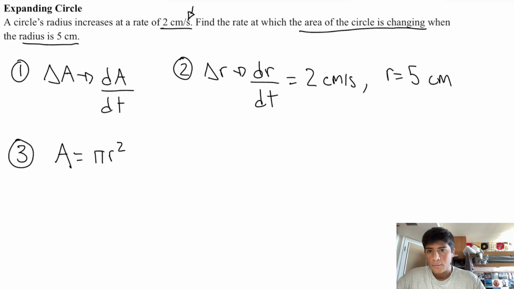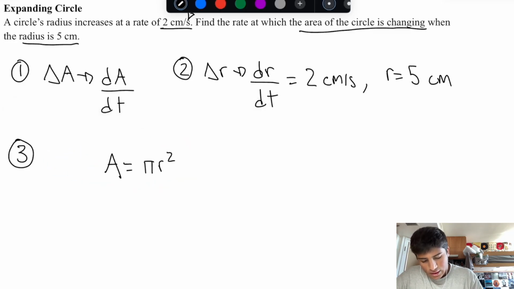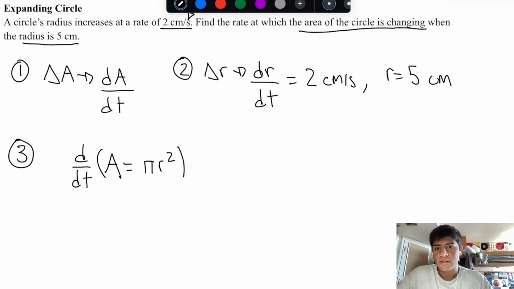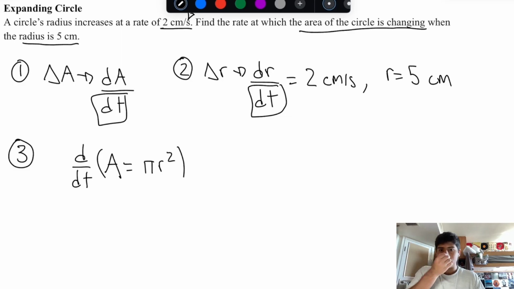So now we have how these variables are related, but we want to find out how their rates are related. And how can we find out how their rates are related? Well, we are going to take the derivative of this. But we're not just going to be taking the derivative, we're going to be taking the derivative with respect to time. The reason why is because everything that we know and that we want to know is with respect to time. So think about dA over dt and dr over dt. These are both with respect to time, so we're going to implicitly differentiate with respect to time.